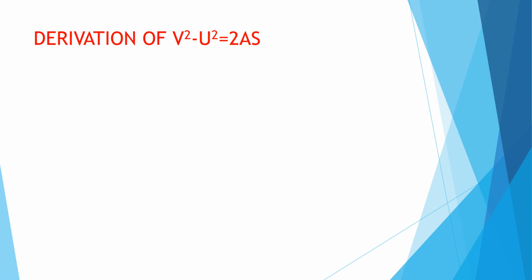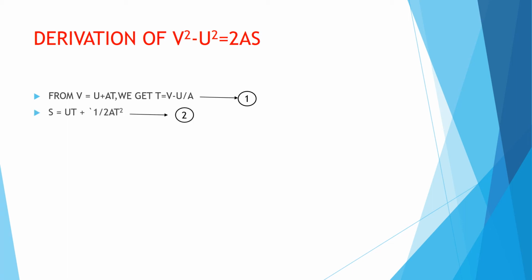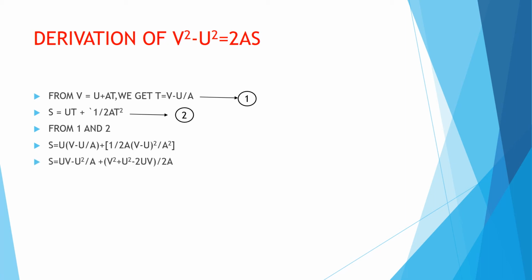Now let us finally derive the last equation, v square minus u square is equal to 2as. From v is equal to u plus at, we get t is equal to (v minus u) by a, and we know s is equal to ut plus half at square. If you substitute the value of t in the second equation, we get a value like this. Then if you simplify further, it will come v square minus u square is equal to 2as.